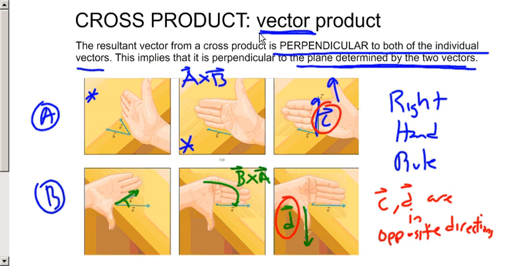And so right away, we're given an important understanding, which is that in the cross products, the multiplication is not commutative. Or in other words, A cross B does not equal B cross A. They're very similar, but they're in exact opposite directions.